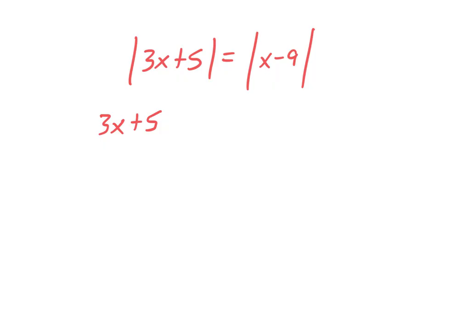3x plus 5, whatever's inside that absolute value, is going to equal x minus 9. That one's pretty straightforward. So you're going to rewrite it without the absolute value symbols in it. That's going to be one of my equations. Okay, the other equation, this is the part that's a little bit different.